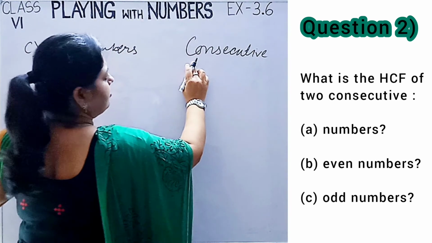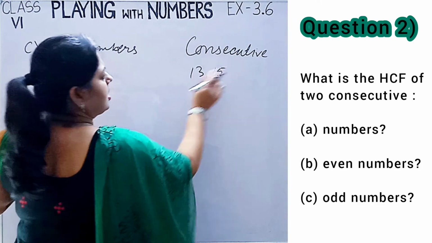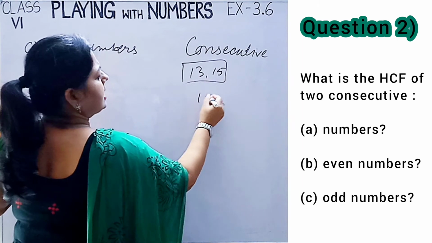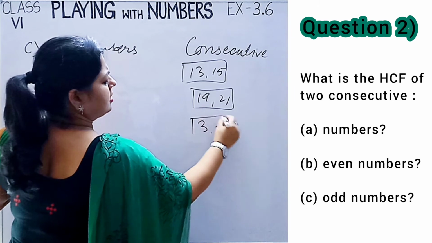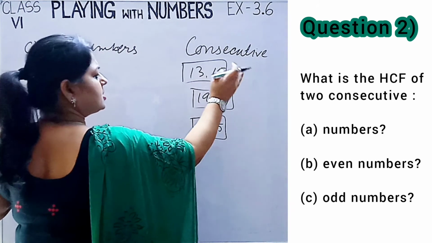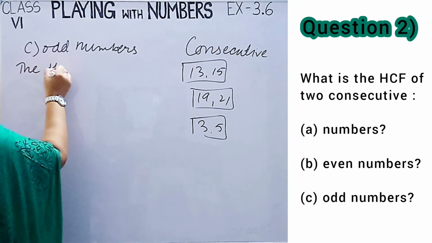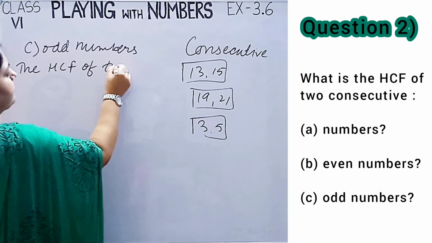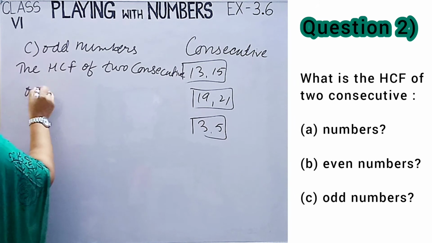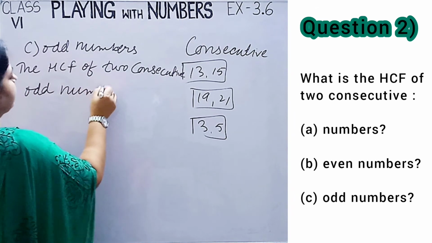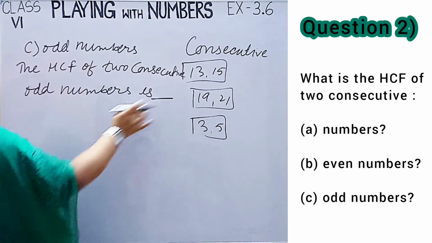So we have to first write down two consecutive odd numbers. So 13, 15 are two consecutive odd numbers. 19, 21, two consecutive odd numbers. 3, 5. These are all examples of two consecutive odd numbers. So the HCF of two consecutive odd numbers is, this we have to verify here.